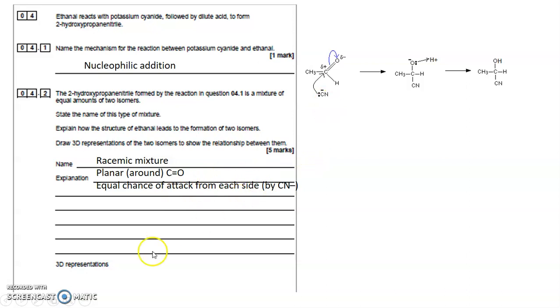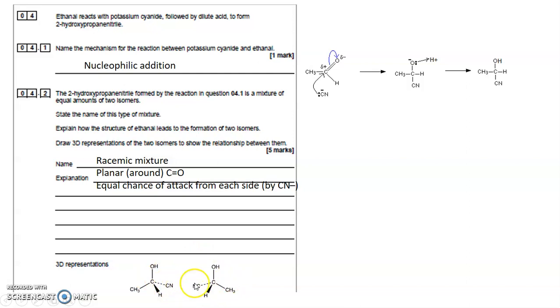Above or below. 3D representations of this, so I've got to draw this as a 3D shape. It does say 3D representations, so I've drawn the OH and the CH3 just flat against the plane. I've drawn the H coming out and the CN going back, but you could have these in any way that you want, as long as then that's mirrored perfectly.